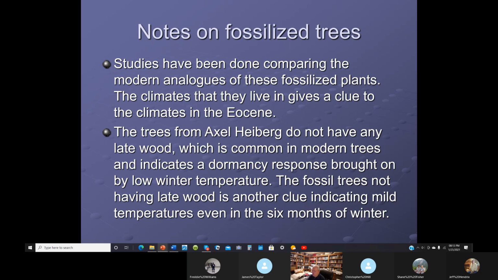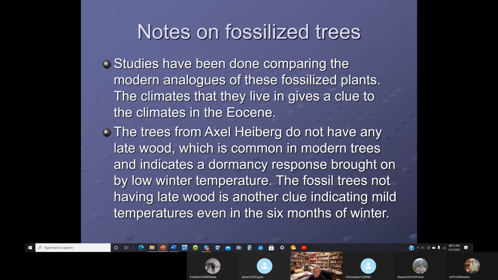I thought of something else I need to bring up there, and that is that we have, with Axel Heiberg, these 19 layers. That's kind of important because we're going to get other sites that have multiple layers as well. So these have to be explained, but some of the flood models that I've dealt with don't explain them.